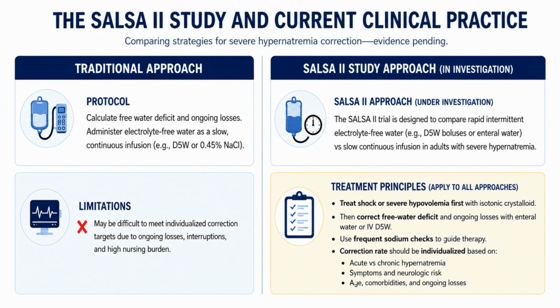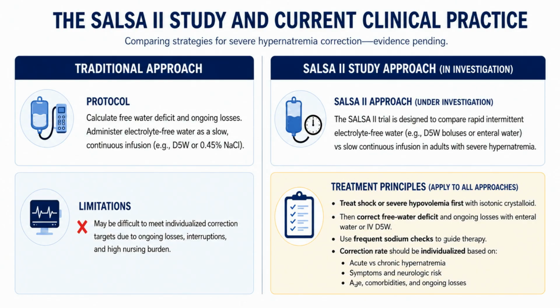Hypernatremia correction has less high-quality trial evidence than hyponatremia. Traditional practice estimates the free water deficit, accounts for ongoing losses, and gives electrolyte-free water by enteral route or as 5% dextrose in water. Sometimes 0.45% sodium chloride is used when some sodium replacement is also needed. The SALSA-2 approach is being studied to compare rapid intermittent electrolyte-free water, such as 5% dextrose in water boluses or enteral water, against slow continuous correction in severe hypernatremia.